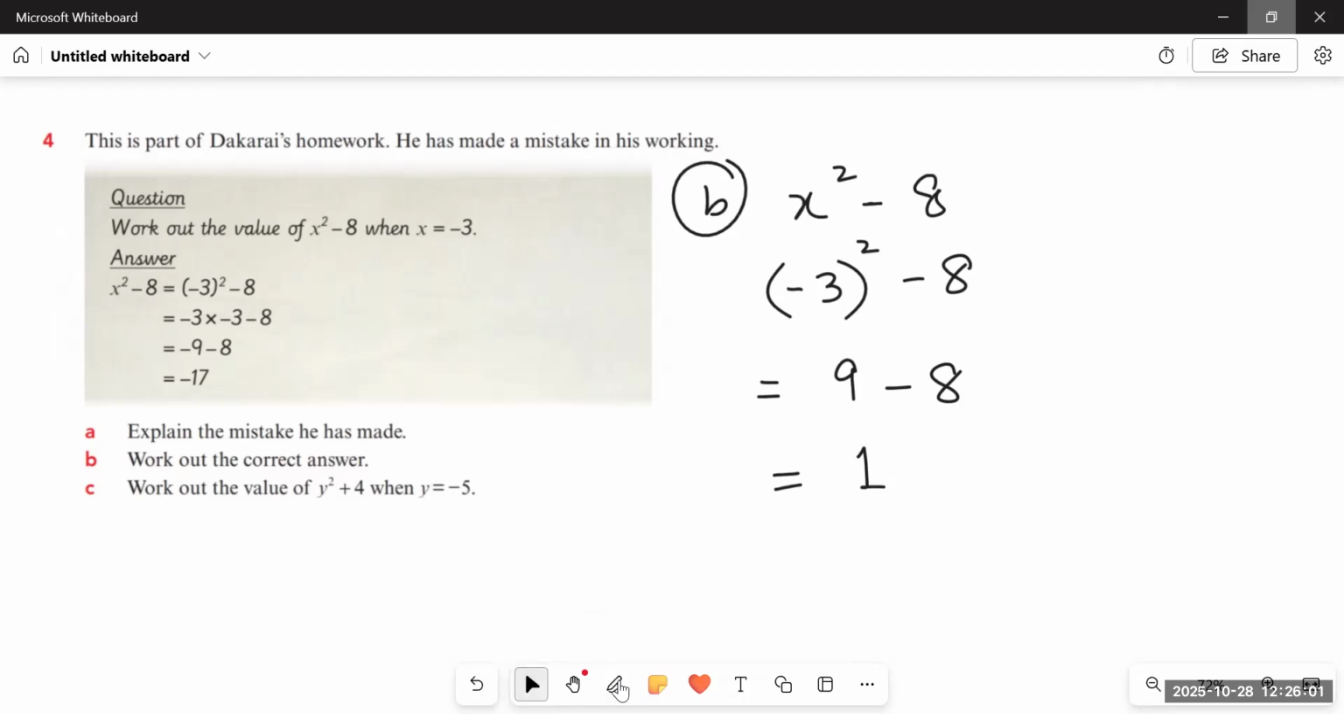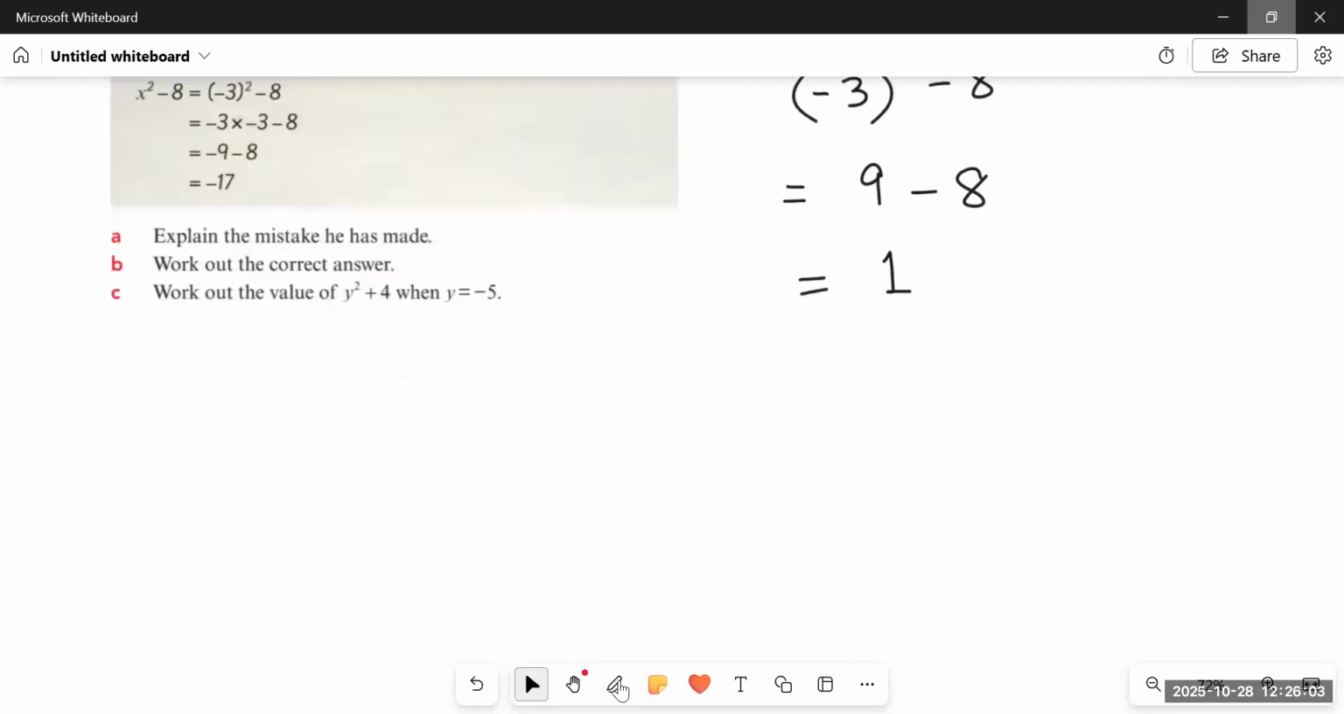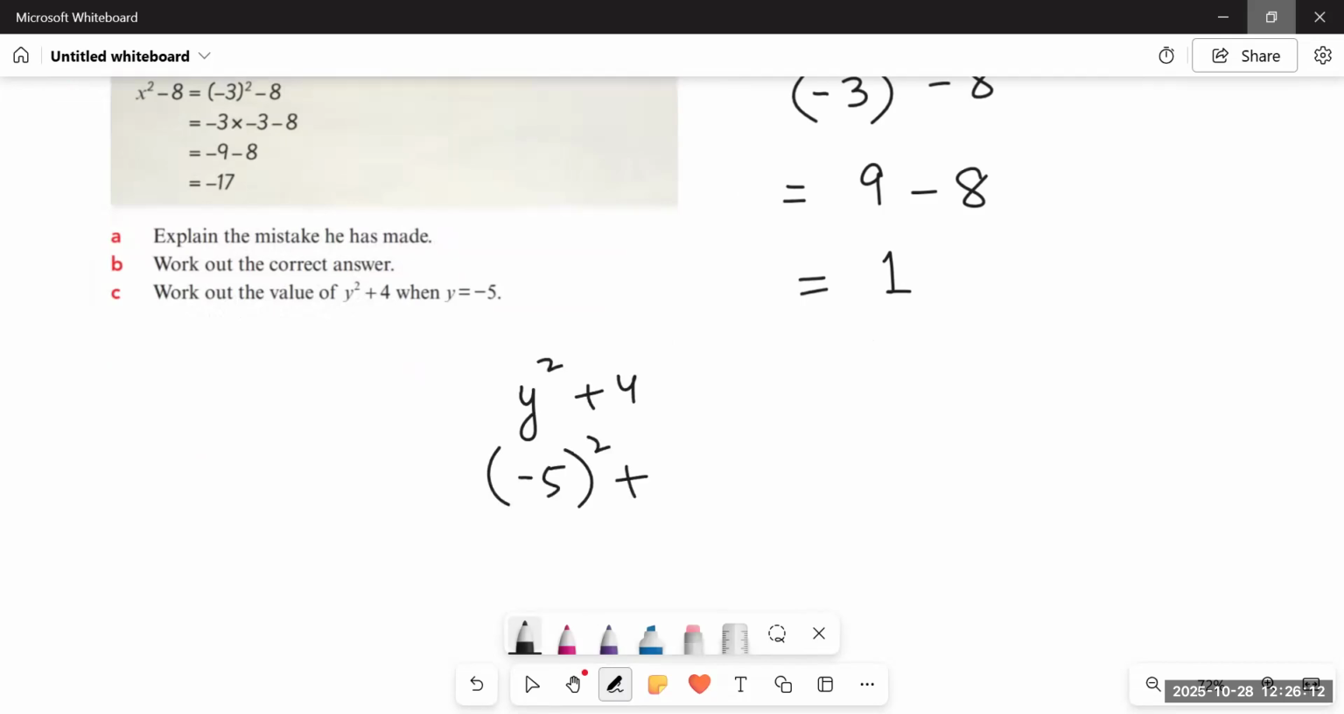And then we have to find out the value of y square plus 4 when y is equal to -5. So we will write y square plus 4 where y is equal to -5. First, we will find the square of 5, which will be +25. And then we will add 4 to it, which gives us a total of 29.